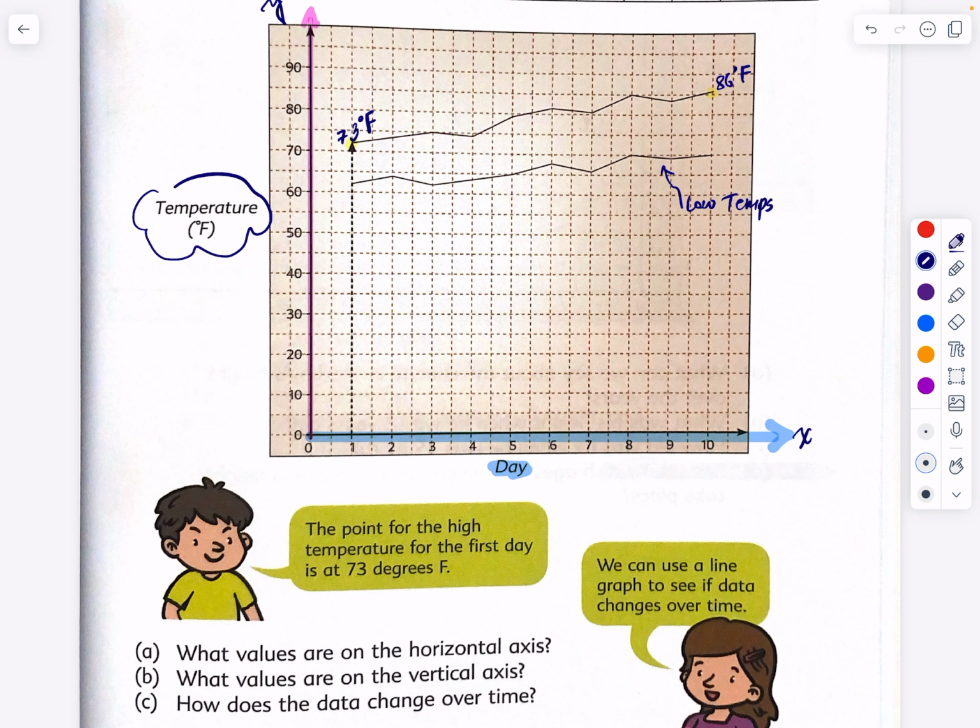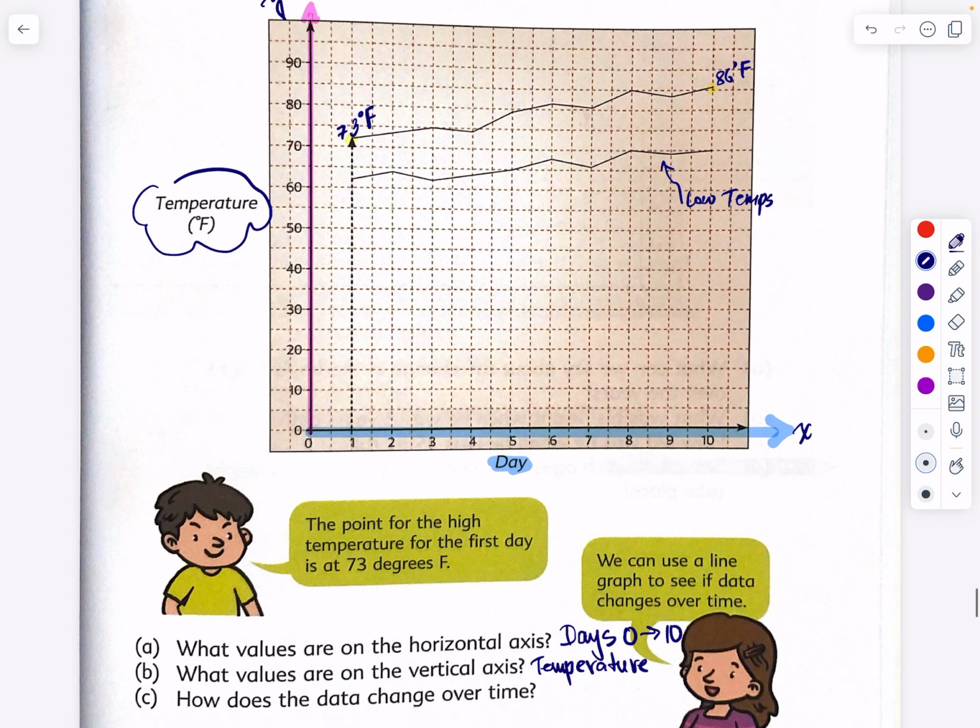What values are in the horizontal axis? We have days, right? Days ranging from 0 to 10. What values are in the vertical axis? We have temperatures, measured in Fahrenheit. How does this data change over time?